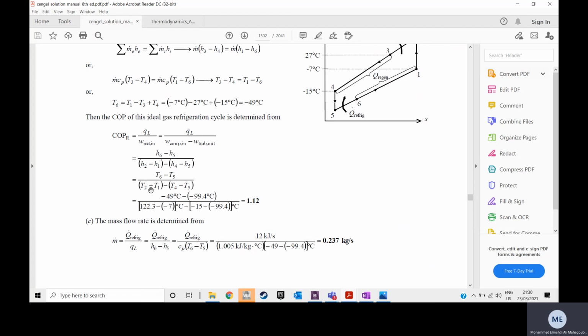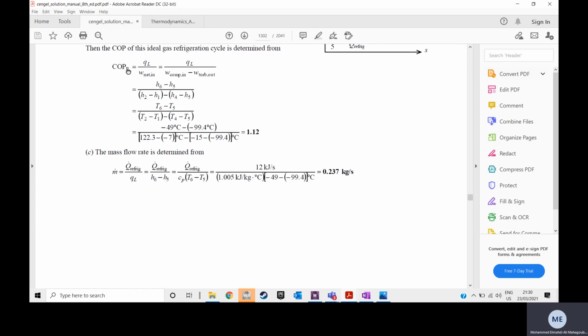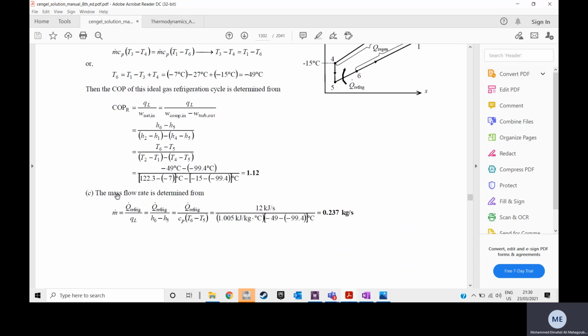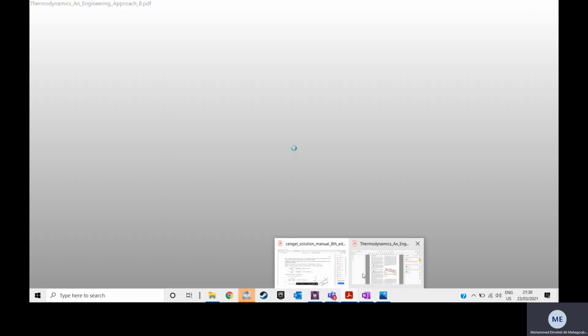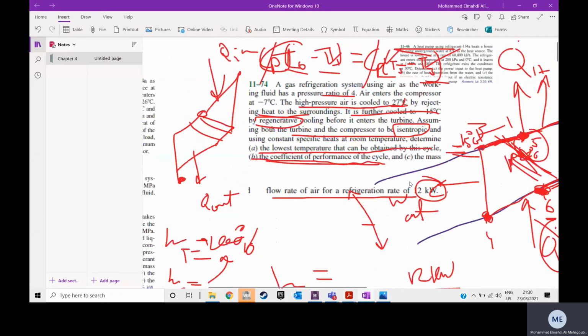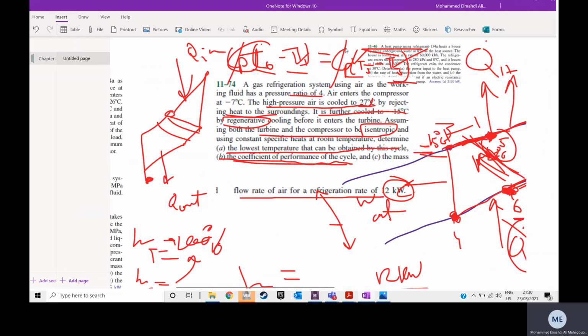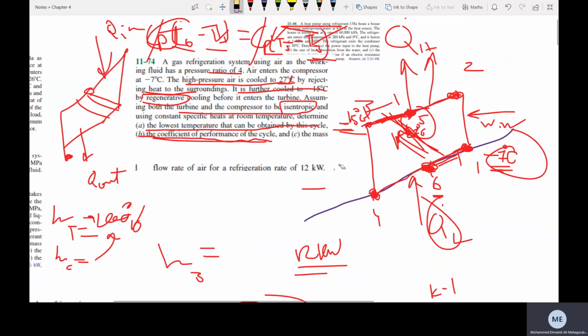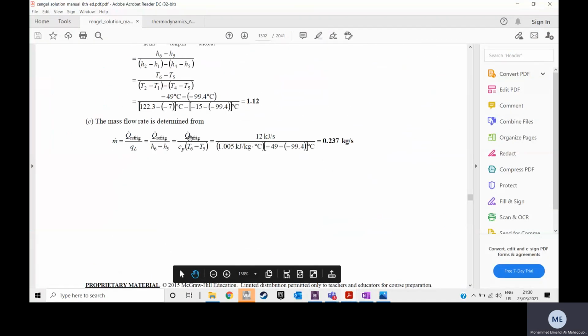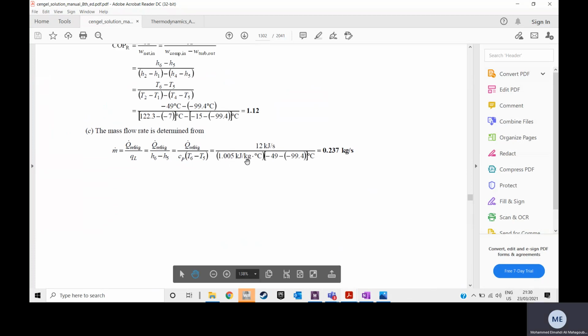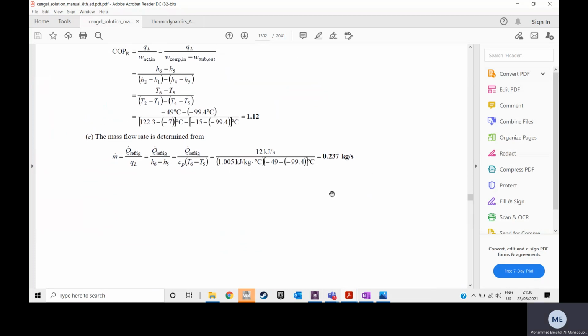And you are going by T's, not by H's, because this is called the assumption. So T6 minus T5, T2 minus T1 minus T4 minus T5, and then there you have it. This is the COP of this refrigeration cycle. And if you want to find the mass flow rate, he gave you in the question the net power input of this cycle, which is 12 kilowatts. So with this 12 kilowatts and Cp multiplied, I'm going to find my m dot.